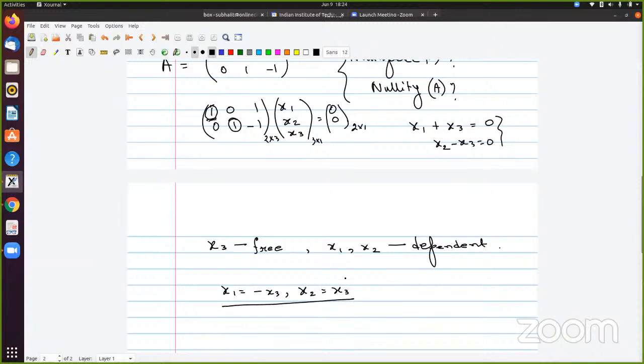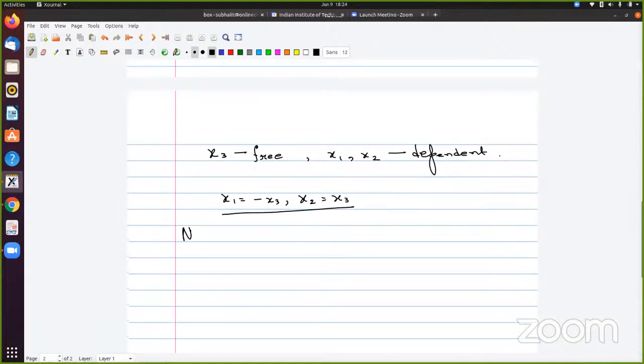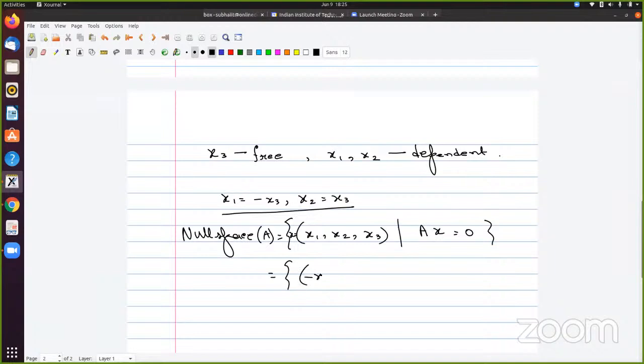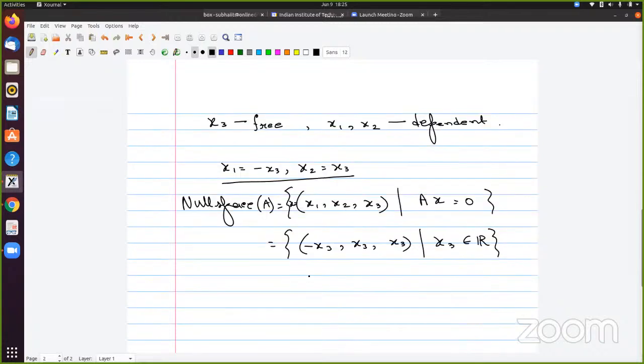So if we want to write the null space of A as a set description, it is the set of x1, x2, x3 such that Ax equal to 0. That is the definition. We have calculated that x1 and x2 depend on x3, so I can write it as x3 times (-1, 1, 1), such that x3 is in R. This will be my null space.